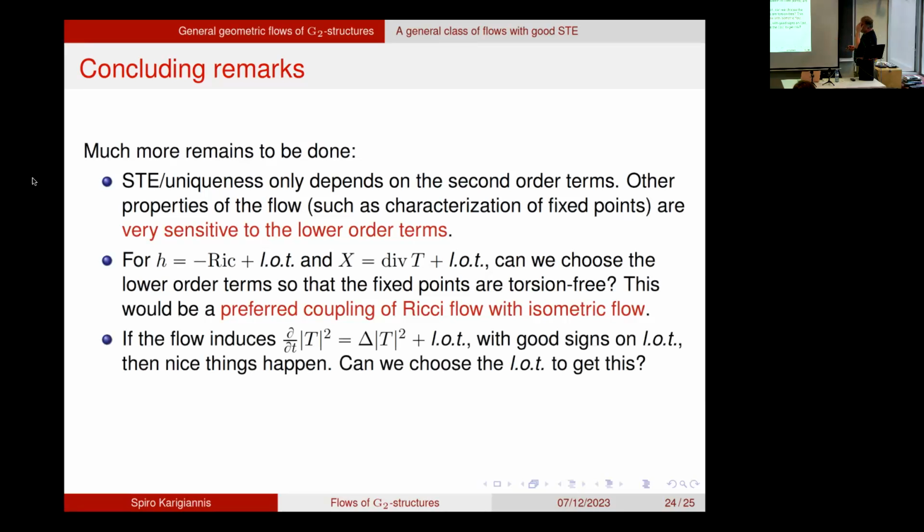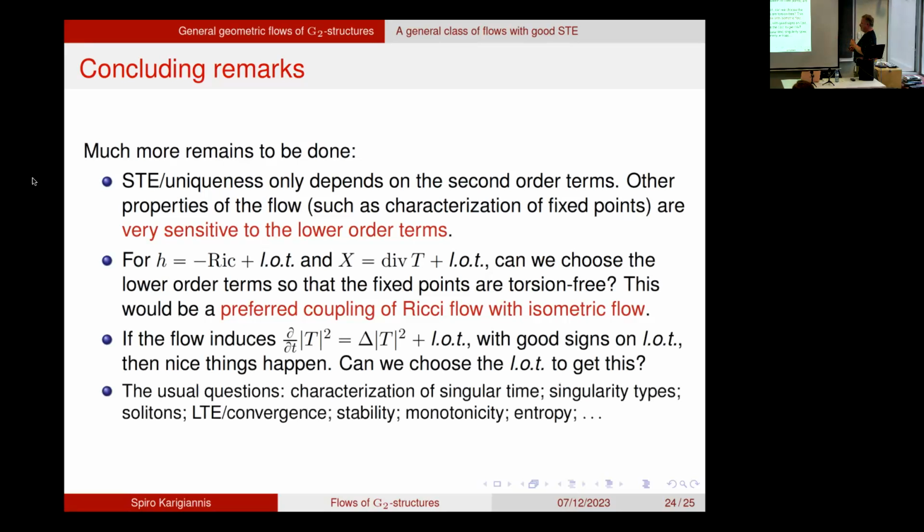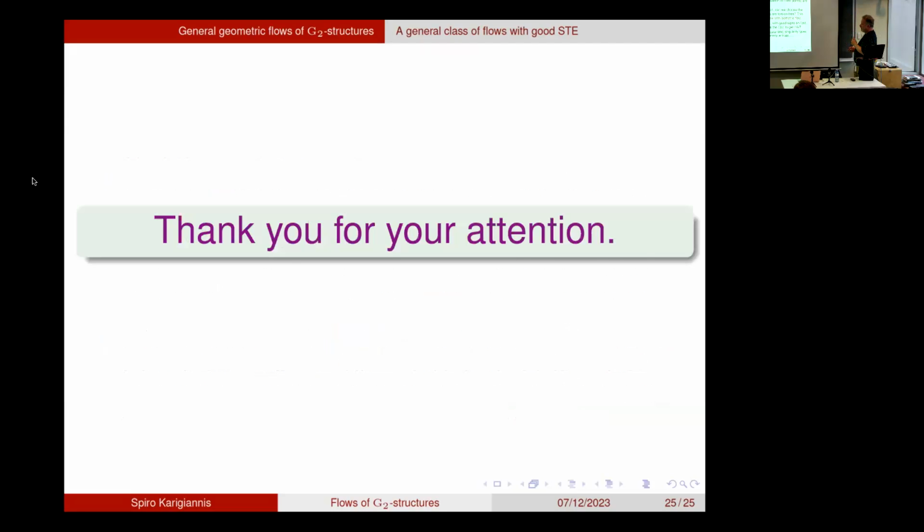Another good thing to impose on the flow, whatever our flow is, is to pick the lower-order terms to potentially force the pointwise norm squared of the torsion to flow by a heat equation with good signs, right? So we can use the maximum principle and get some kind of monotonicity. And then, of course, all the usual questions come up. This is just step one, right? I think that's okay. That's all I want to say. Thanks.